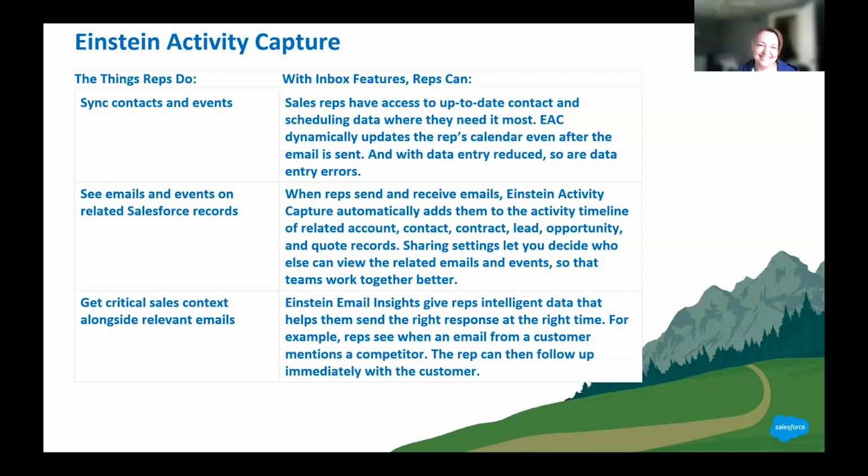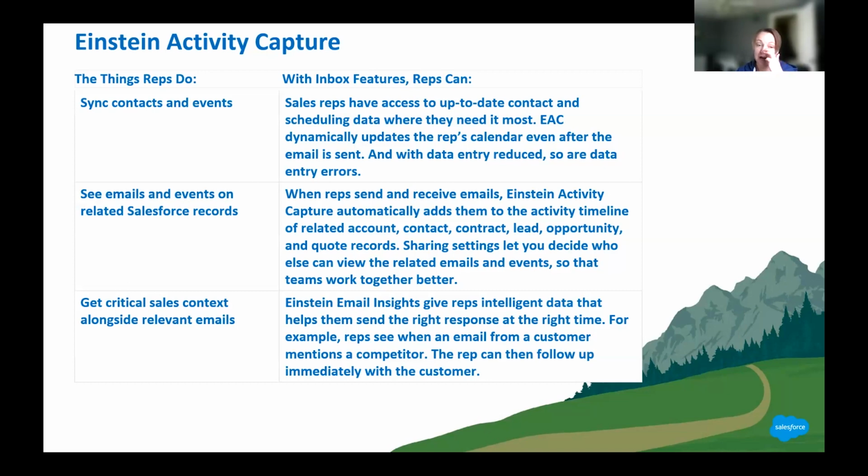I don't know. So the activity capture is, you can sync your contacts and events, and you can dynamically update your reps' calendar. It has some of the features of the inbox, but the inbox, as I said, is all of this on steroids and can replace a couple of tools. When you get an email or if you send an email, it will automatically add it to the activity in that particular record. And then obviously you can go into your sharing settings and decide who gets to see that.